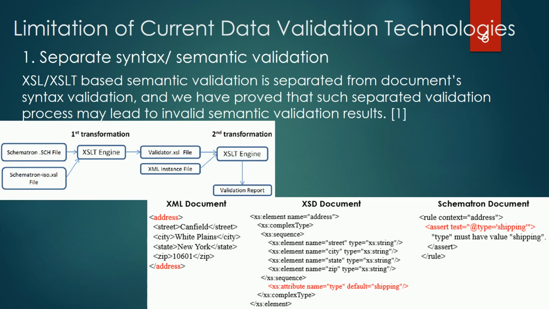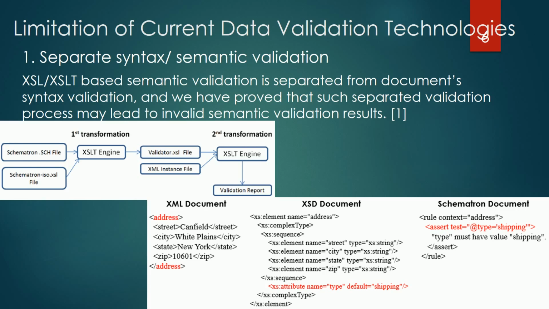We have proved that such a separated validation process may lead to invalid semantic validation results. Let's look at an example. The XSD document specifies that an address element has an attribute type whose default value could be shipping. The XML document contains one address element without the type attribute. The Schematron segment specifies that the address element must have the type attribute with value shipping.